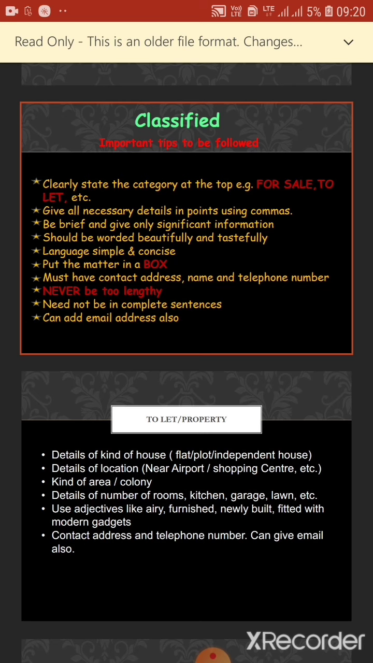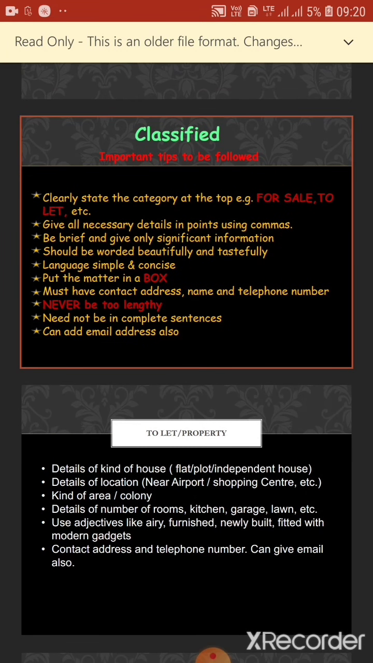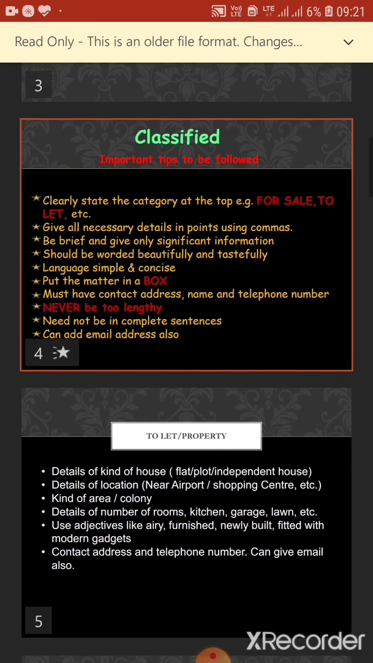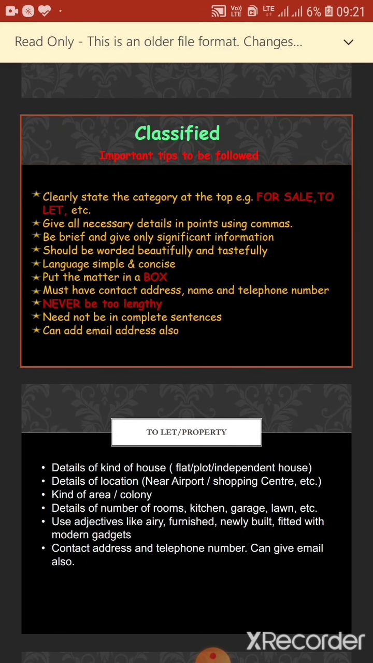The fourth important point is that it should be worded beautifully and tastefully. That means word selection should be very good and impressive, and we should be very careful while selecting the words to describe the property, or while talking about the qualifications required in a person to be appointed for any particular post. So that should be very attractive for the people.